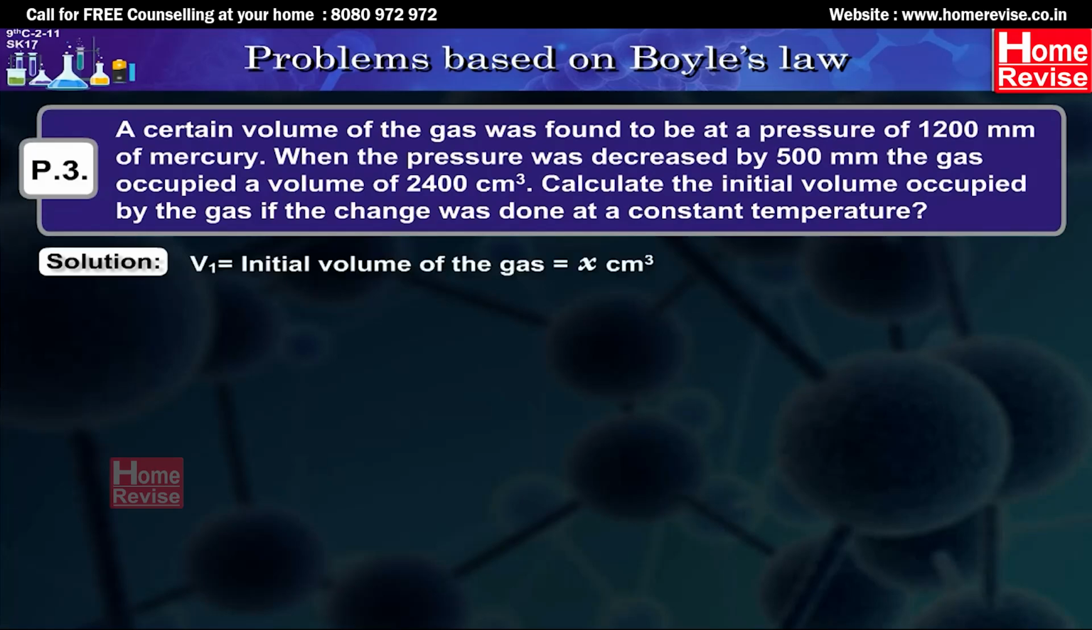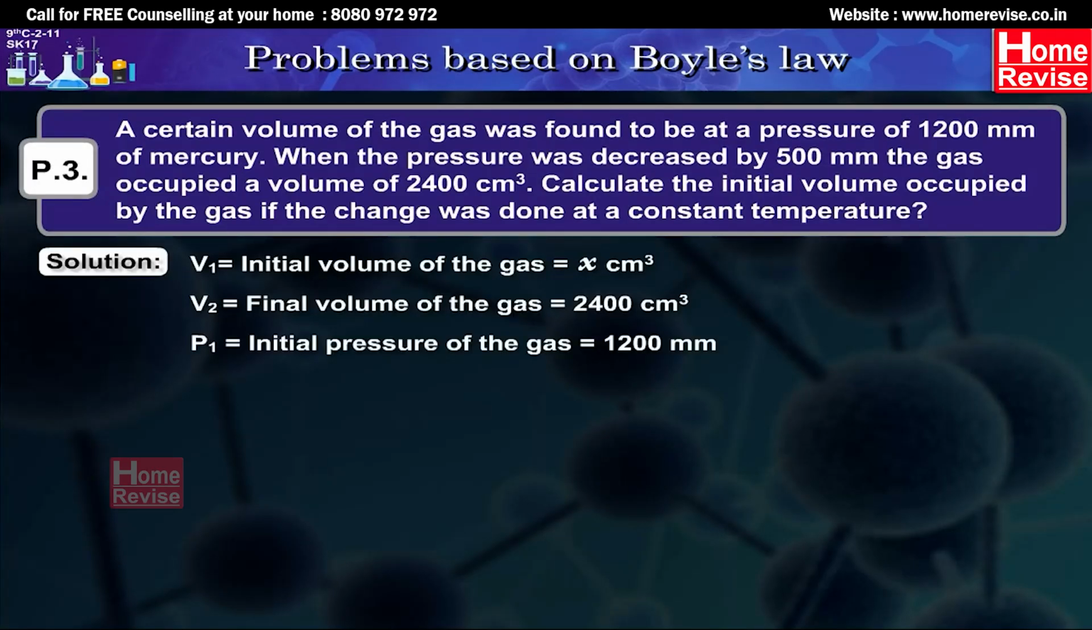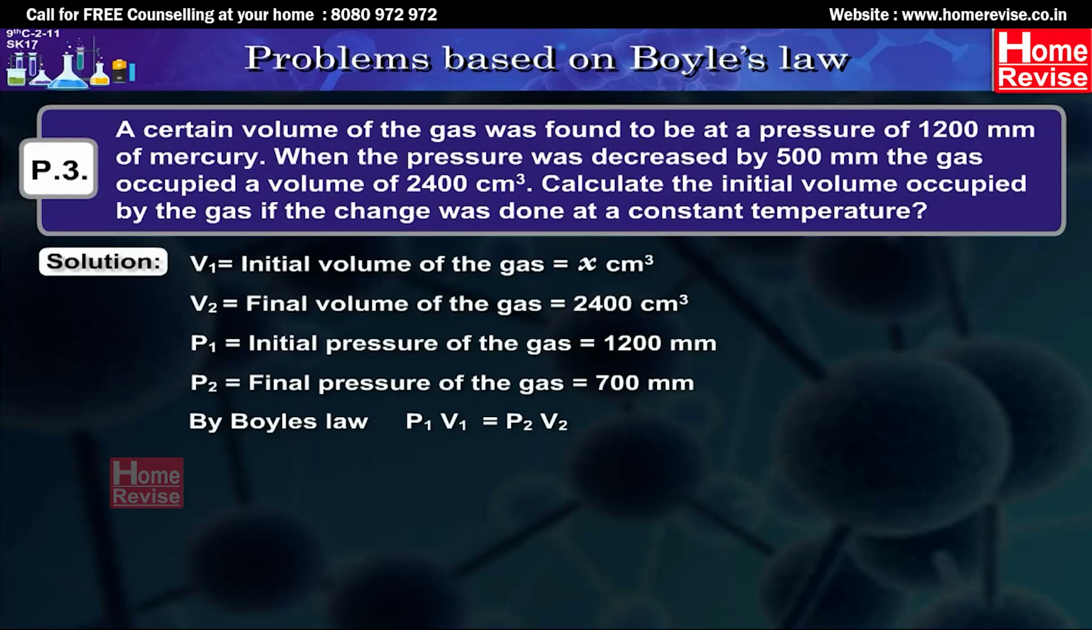Solution: what is V1, the initial volume of the gas in centimeter cube? V2 is equal to the final volume of the gas, which is equal to 2400 centimeter cube. P1 is equal to the initial pressure of the gas, which is equal to 1200 millimeter, and P2 is equal to the final pressure of the gas, which equals 700 millimeter. By Boyle's law, P1 V1 is equal to P2 V2.